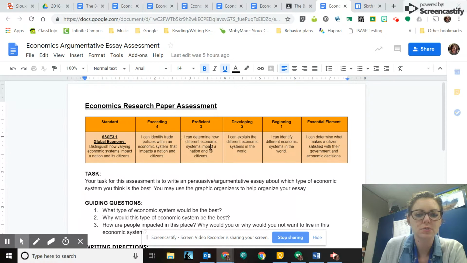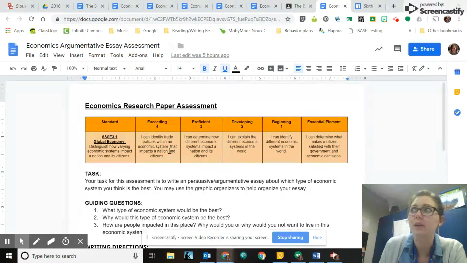So with this comes the rubric and what is exactly expected for a beginning, developing, proficient, and exceeding. If you want to do the exceeding, let me know. I can get that for you when I come back on Monday if you would like to do that.